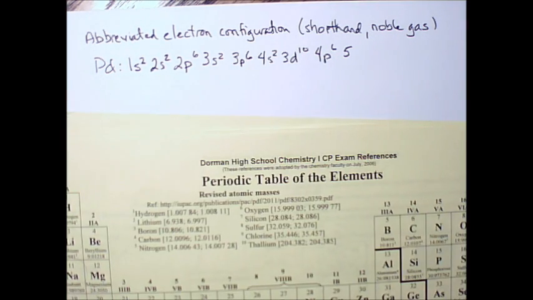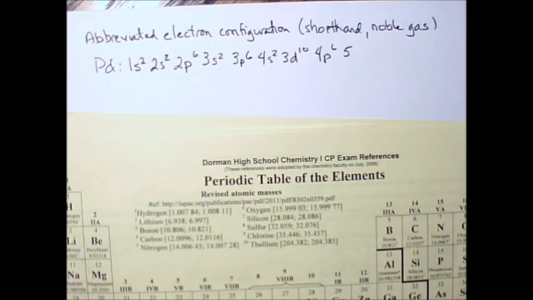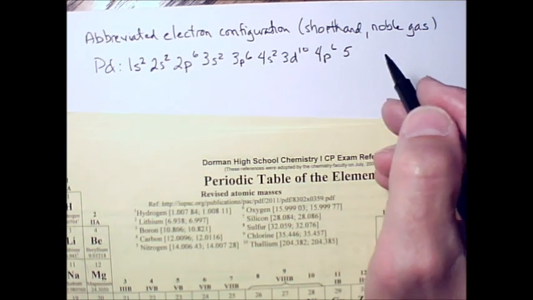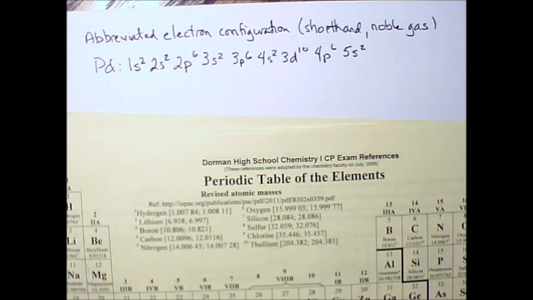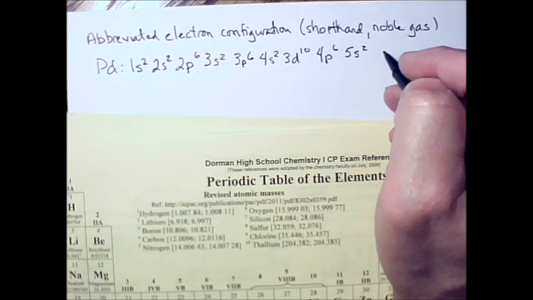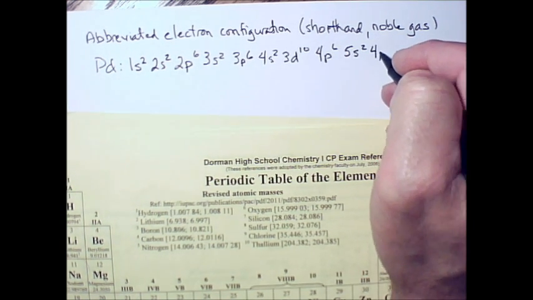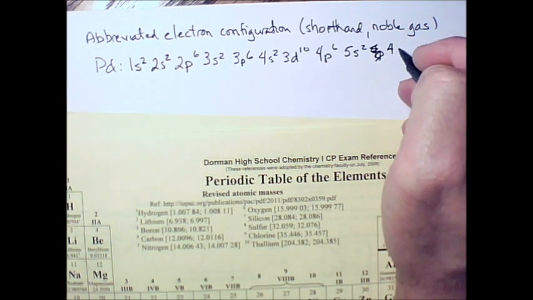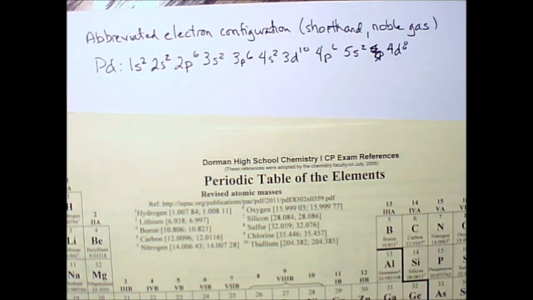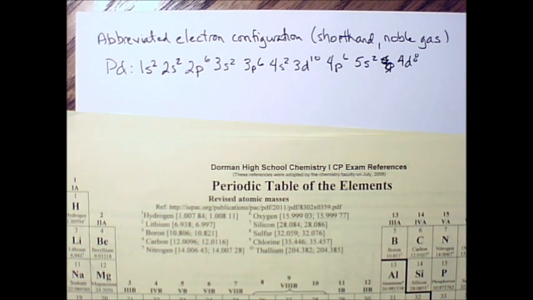Okay? All right, so now we're at 5s. This is the right row we want to be on. 5s2, yes, I heard somebody say that. And then we just count 1, 2, 3, 4, 5, 6, 7, 8, and that's palladium. So that's 4d8. Let's check that. 4d8. Okay? And that's the electron configuration that you've been taught so far.